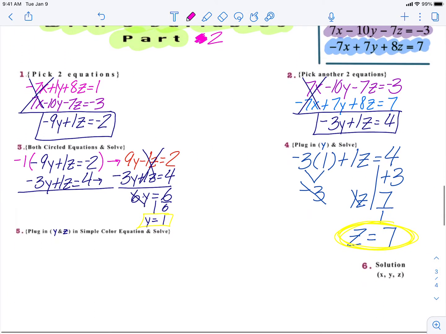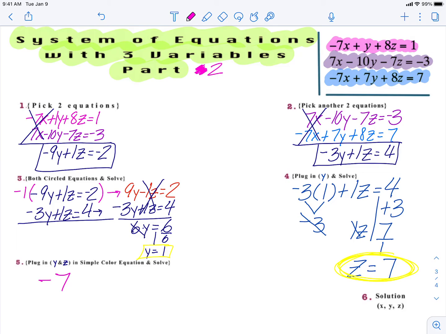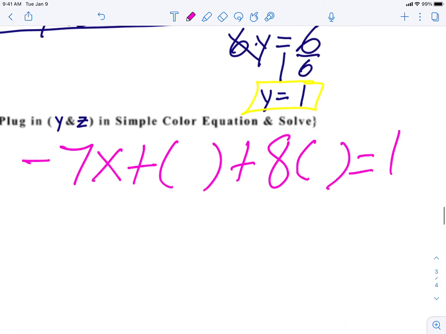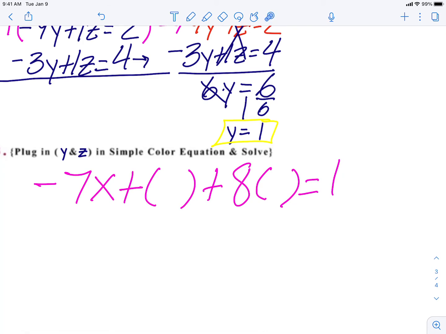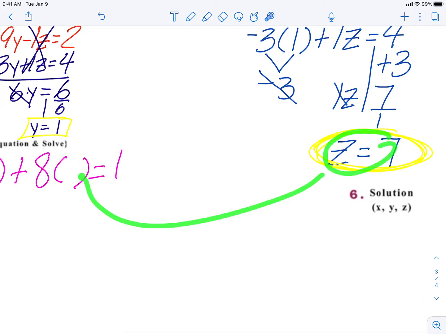So I'm going to zoom out here, and I'm going to say negative 7x plus y, but I already know what y is, plus 8z, but I already know what z is, equal to 1. Look at that. So y goes here, and y is 1, so 1 is going to go in there. And then plus 8z. Well, I know what z is. Z is 7, so 7 is going to go right in there. Look at that.